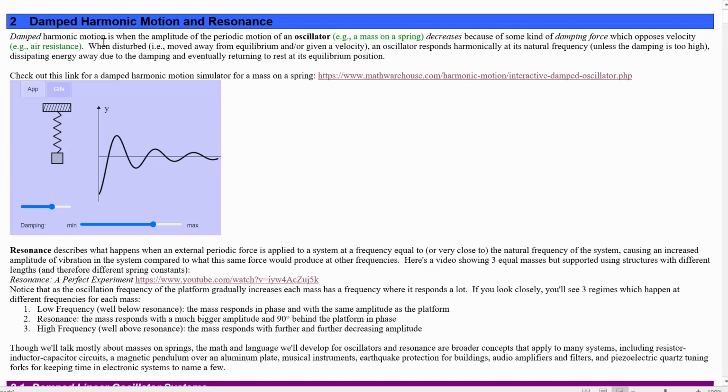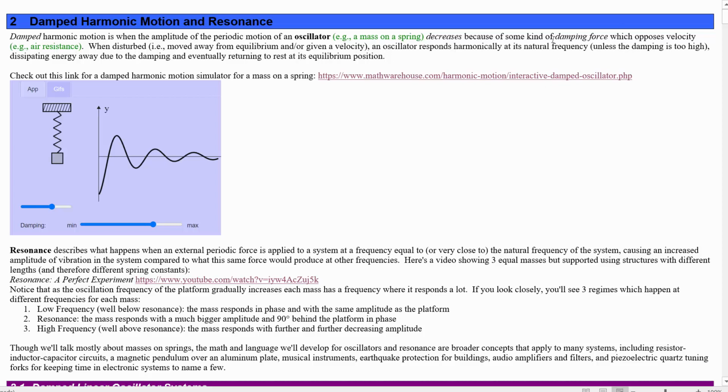So damped harmonic motion is when the amplitude of a periodic motion of an oscillator, something that would have periodic motion, for example a mass on a spring, decreases because of some kind of damping force that opposes the velocity. Unlike the spring force, which opposes changes in position, the damping force opposes motion directly. It opposes velocity. If you are displaced from equilibrium, a spring will try to restore you back to equilibrium with a force. If you have some non-zero velocity, displaced from equilibrium velocity maybe, then a damping force will try to restore you to equilibrium velocity, similar to a spring, but for velocity.